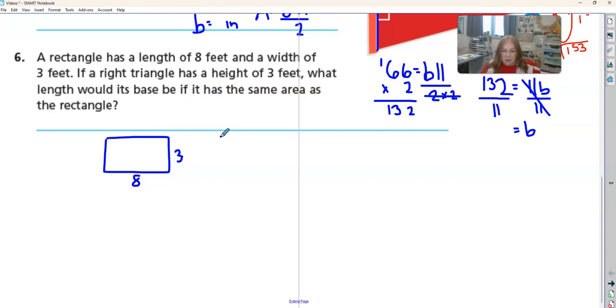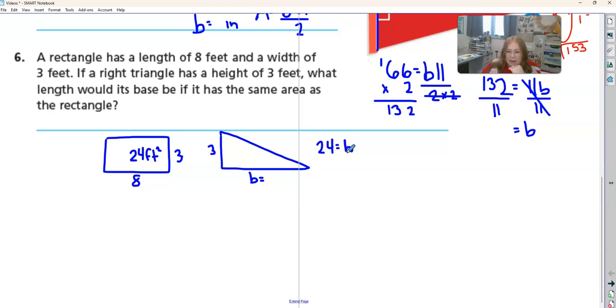Okay, so we also have a triangle that has a height of 3. We need to know what is the base, if their areas are the same. So this base here is 8, base times height. 8 times 3 is 24 feet squared. So we need to get this triangle to have the same area. So if the area is 24, we don't know the base, but we do know the height is 3.